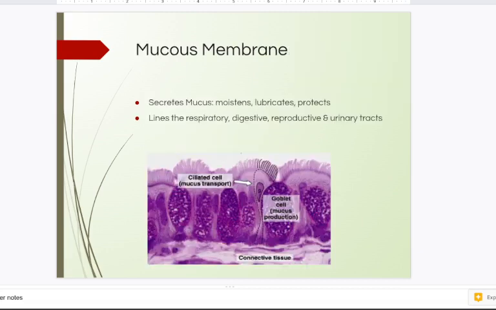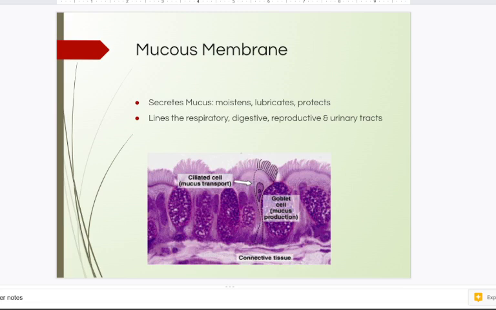And the other type of epithelial membrane was the mucous membranes. They are going to secrete mucus, which is going to help moisten, lubricate, and protect us from foreign pathogens. And we also have them within the respiratory, digestive, reproductive, and urinary tracts. So here is an example of the mucous membrane. You can see this picture below.